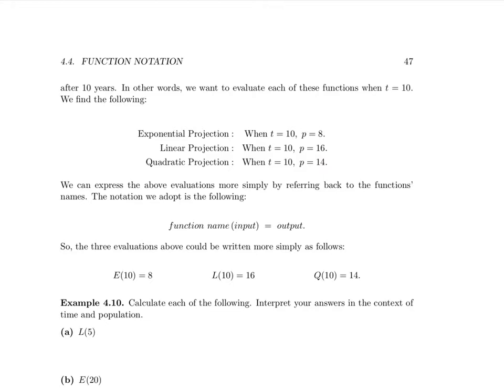Now, these input-output pairs here are very cumbersome to write down. If we use function names or labels like E, L, and Q, we can express these evaluations or these input-output pairs more simply. The notation we adopt is the following. We simply write the name of the function, that would be like E or L or Q, and then behind it, in parentheses, we write whatever we're putting into the function.